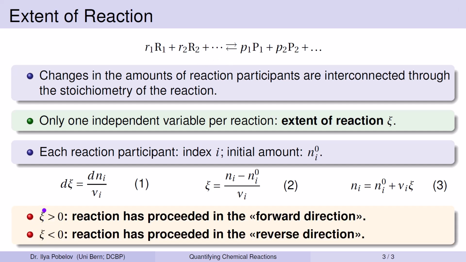The direction of the chemical change is indicated by the sign of ξ. A positive value indicates that the reaction has indeed advanced in the forward direction, leading to the formation of more product molecules from reactant molecules. On the other hand, if ξ is negative, it reveals that the reaction has favored the reverse direction, converting what we have labeled as products into what we thought were reactants.